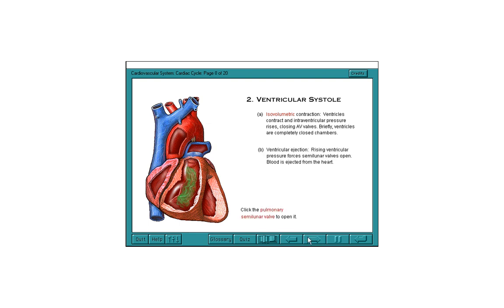The ventricular ejection phase begins when rising ventricular pressure forces the semilunar valves open. Blood is then ejected from the heart into the pulmonary trunk and aorta. Click the pulmonary semilunar valve to see it open.